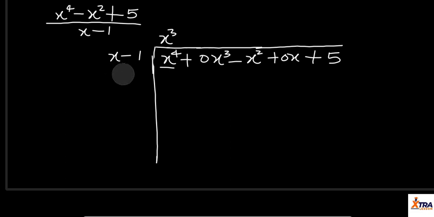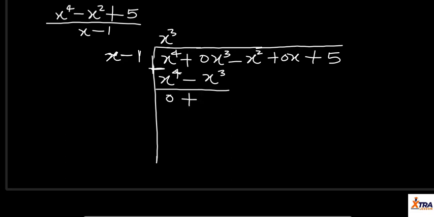Now I use my x raised to the power 3 to multiply everything here. So I have x raised to the power 3 times x, I have x raised to the power 4. X raised to the power 3 times minus 1, I have minus x raised to the power 3. And then I subtract. X raised to the power 4 minus x raised to the power 4 gives me 0. 0x cubed, that's 0, minus minus x raised to the power 3, that's plus x cubed. I bring down minus x squared.